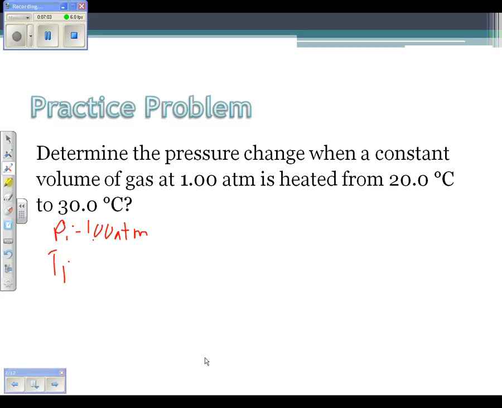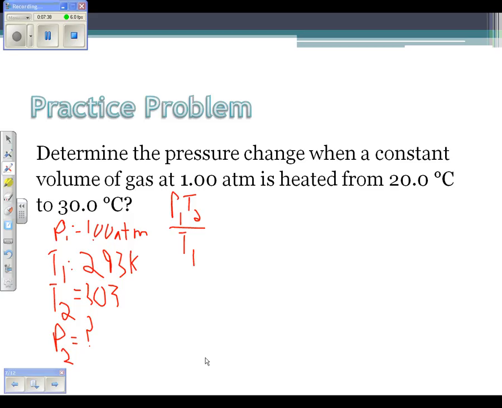The problem tells us that T1 is equal to 20.0 degrees Celsius, and T2 is equal to 30.0 degrees Celsius. But we need to convert that to Kelvin, so 20.0 plus 273 is equal to 293 Kelvin, which is T1, and 30 degrees Celsius plus 273 Kelvin is equal to 303 Kelvin, which is equal to T2. Then we are told that P1 is 1 atmosphere, so we use these to find P2.